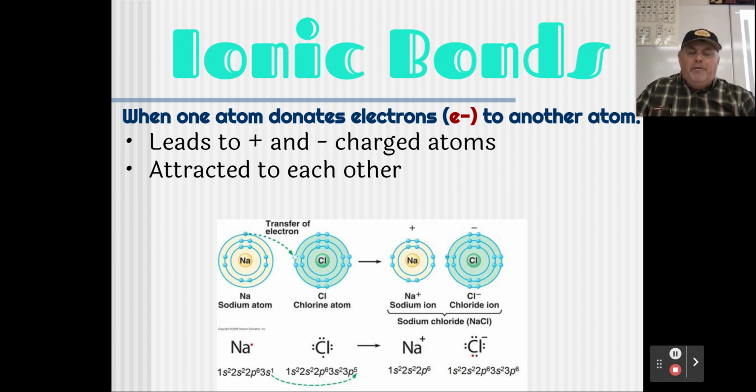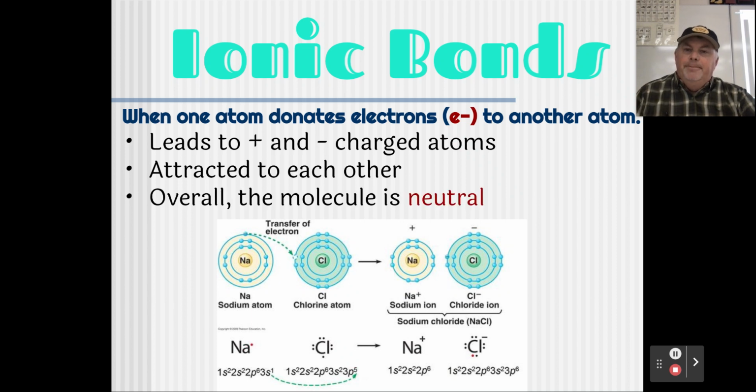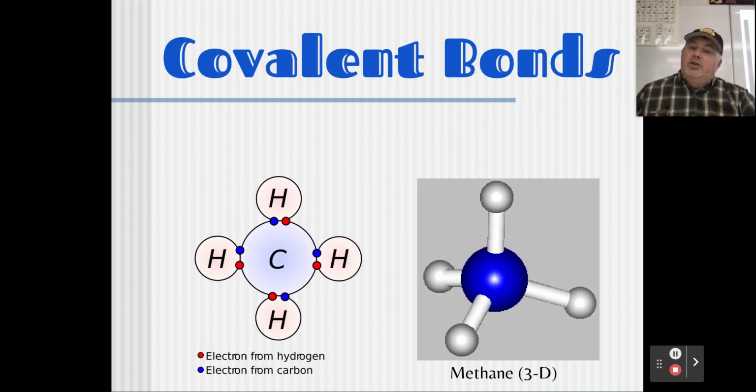So if you need some more information on this particular one, if you look at ionic bonds on page 153 of your text, you'll notice some more examples of sodium chlorine and a little more description in the paragraphs that are provided. So overall, as I mentioned, this molecule is neutral, and that leads us to the next type of bond, which is a covalent bond.